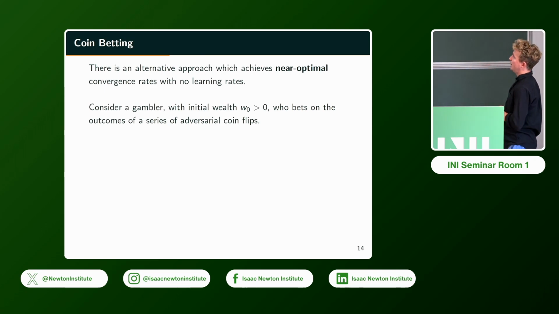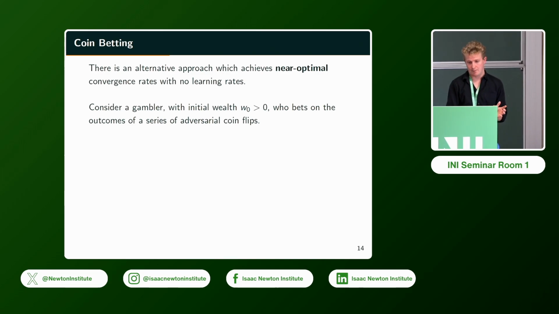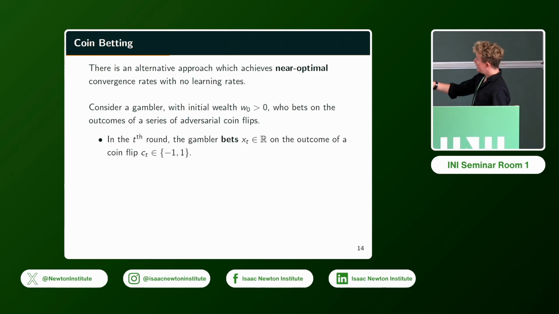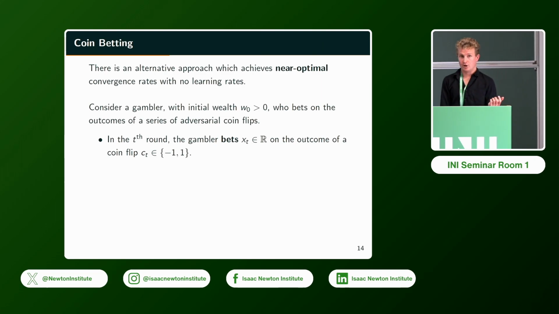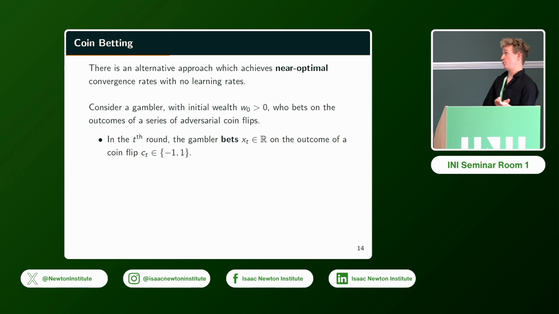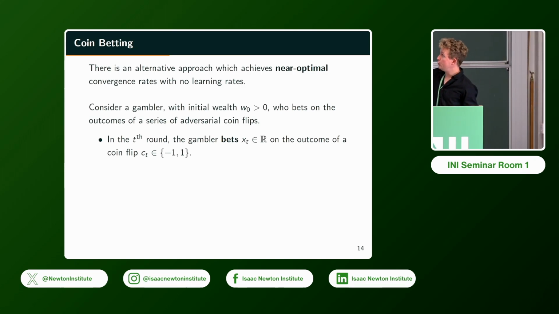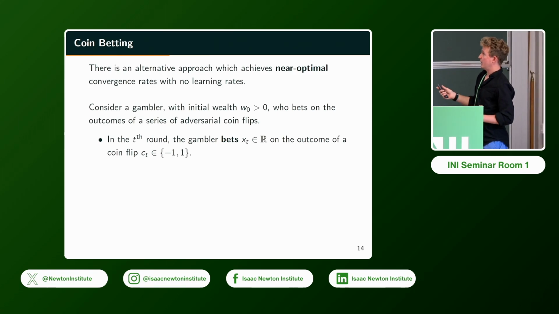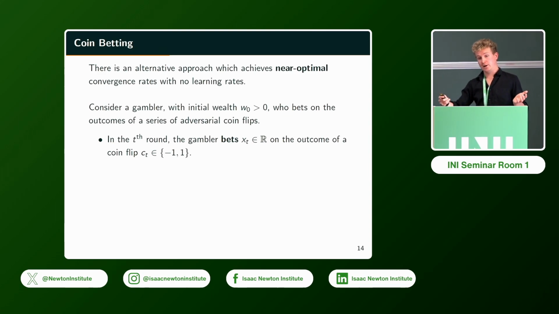So we're going to have this gambler, a gambler with some initial wealth W0, and he's going to bet on a series of adversarial coin flips. And the aim of this gambler is basically he wants to make as much money as possible. So in particular, we're going to say in the t-th round, he's going to bet an amount of money x_t on the outcome of a coin flip c_t. So we're going to just use -1 for tails and 1 for heads. So in particular, the magnitude of x_t is going to denote the amount that this gambler is betting, and the sign of x_t, so whether it's positive or negative, is going to denote whether he's betting on heads or tails.